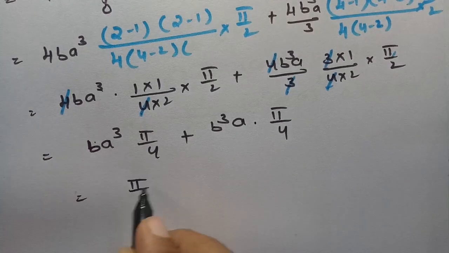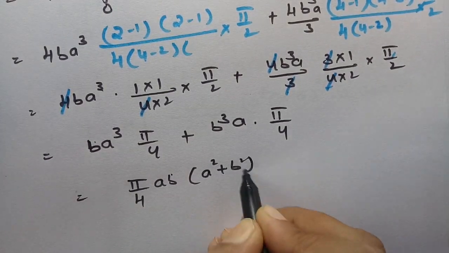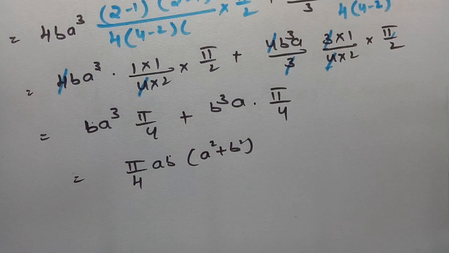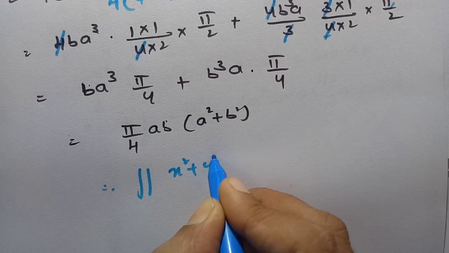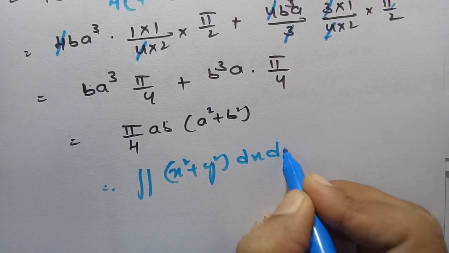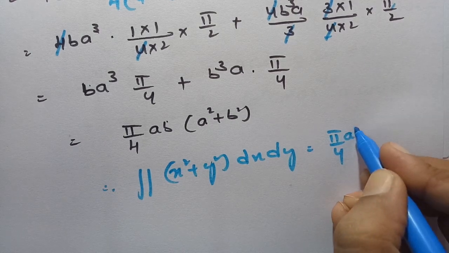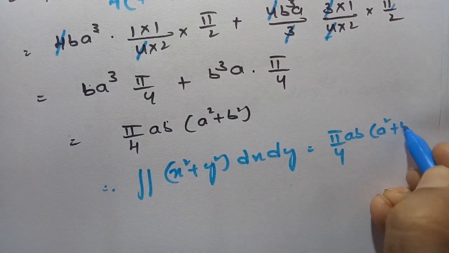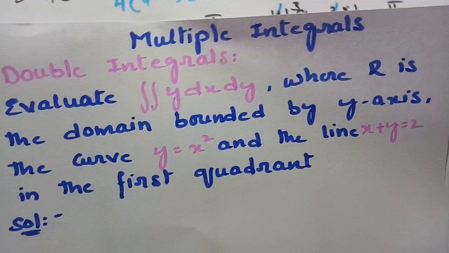So if I take pi by 4 as common and ab as common, this will be a square plus b square. Therefore our integral, the double integral of x square plus y square dx dy, is nothing but pi by 4 times ab into a square plus b square, and this is how we have to solve. And later there is one more important question here.